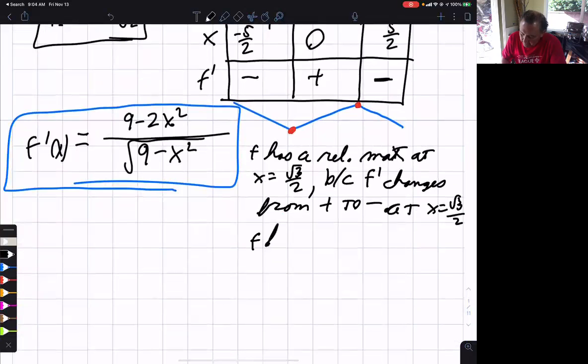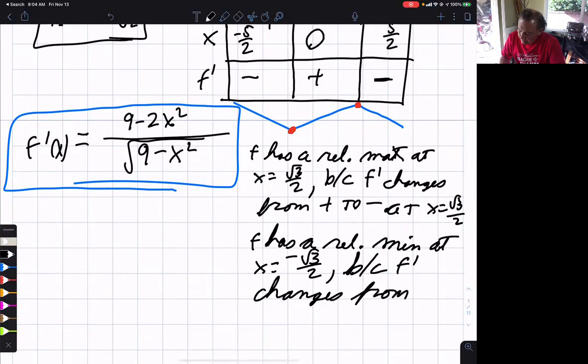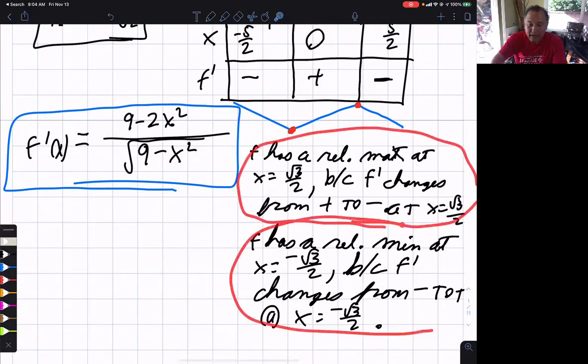Then you'll say f has a relative min at x equals negative radical 3 over 2. Why? Because f prime changes from negative to positive at x equals negative radical 3 over 2. Okay, so that is your justification for relative max or min. When we do FRQs, you will have to write that out like that.